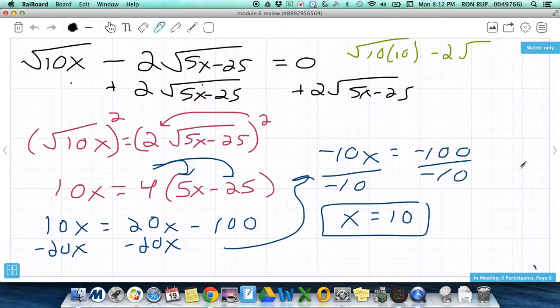There we go. Then I divide each side by negative 10. x equals 10. Now, the very last step is to plug that in and make sure there's not an extraneous solution. All right, so that's what I got, and I need that to be equal to 0. 10 times 10 is 100, and the square root of 100 is 10. 5 times 10 is 50. 50 minus 25 is 25. The square root of 25 is 5. 5 times 2 is 10. 10 minus 10 is 0. Does 0 equal 0? It absolutely does, and so we know that this answer is correct.